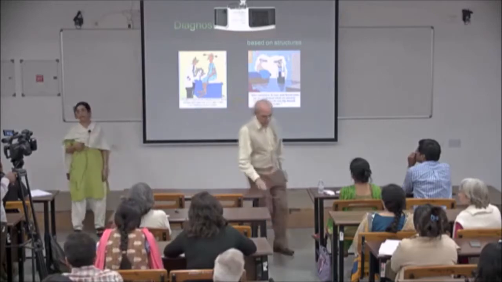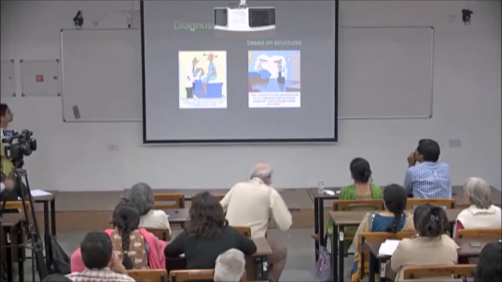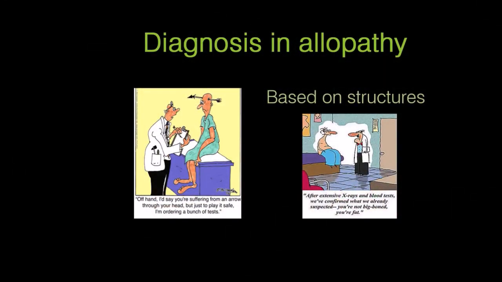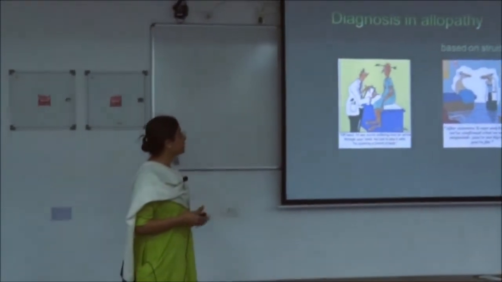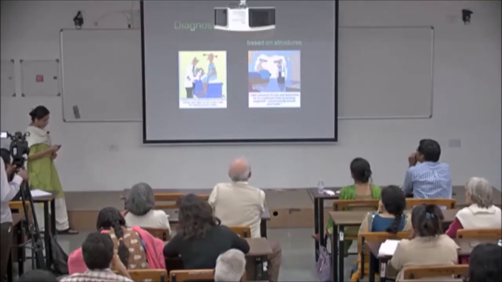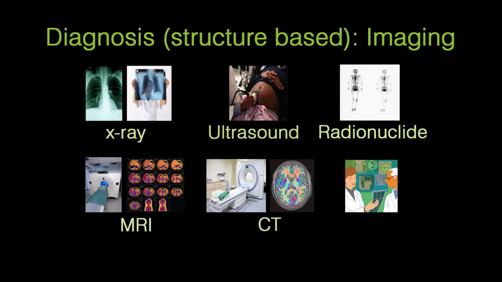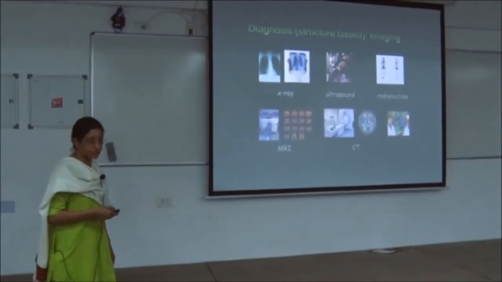Now let's see how the diagnosis is done in the allopathic system of medicine, and how we can relate it to the structural viewpoint and the reductionistic approach. Predominantly the diagnosis is based on structures. For example, you look at many of these imaging techniques, they are all structure based. Be it X-rays, ultrasound, you have radionuclide scan. You see that in all the scanning techniques, imaging techniques, you are looking at structures.